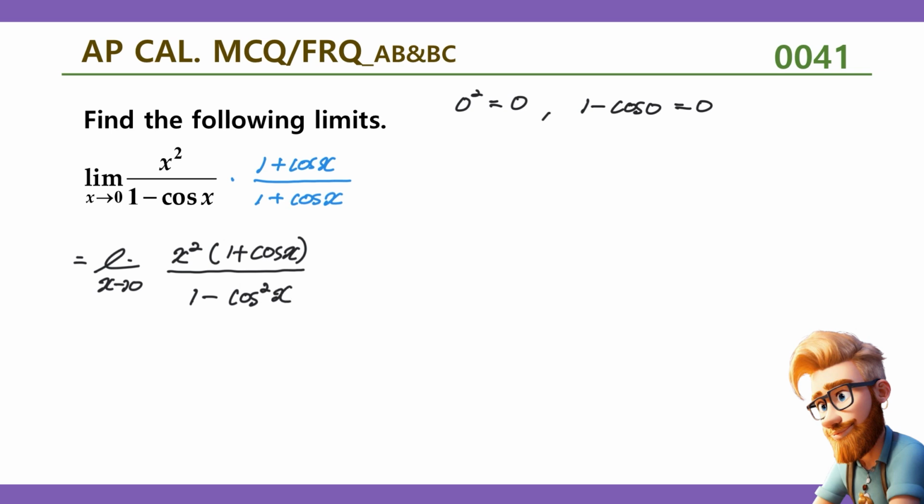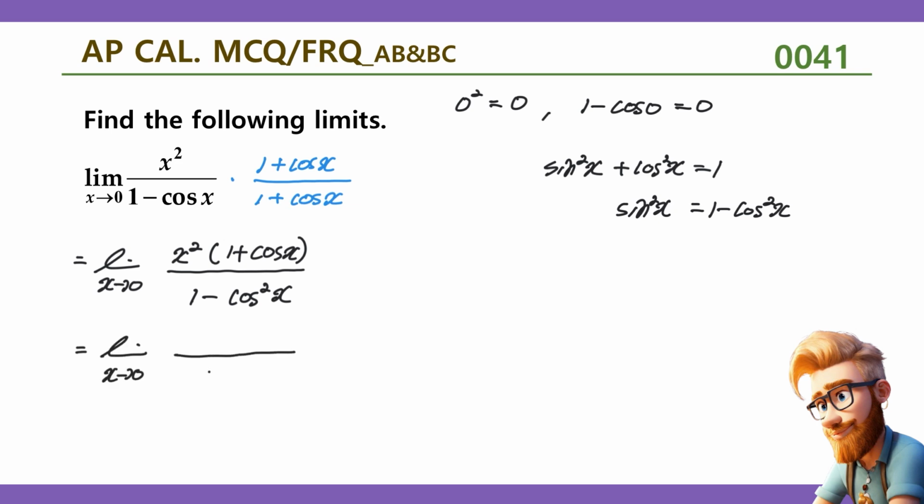From the trigonometric identity, we know that sine squared plus cosine squared is equal to 1. Then 1 minus cosine squared is equal to sine squared. So that is equal to the limit as x approaches 0, where 1 minus cosine squared is sine squared, and we have x squared times 1 plus cosine x.